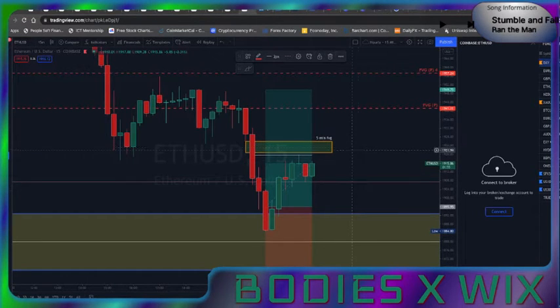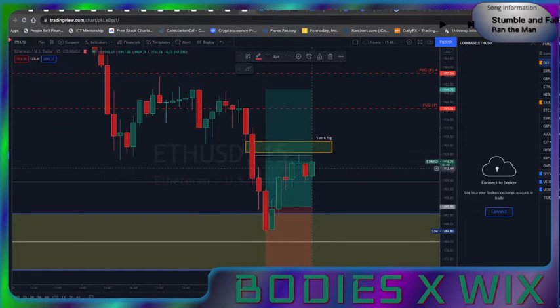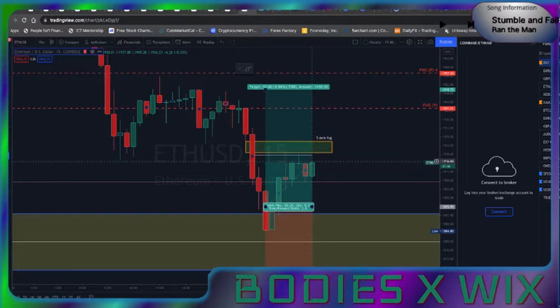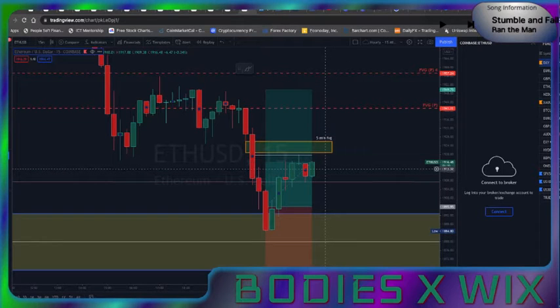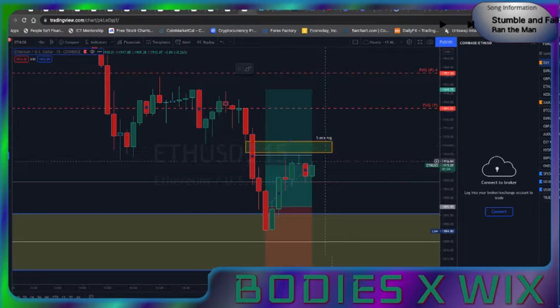Now, here's something interesting. If this candle does trade above here, then we do have another mitigation block. But it's got to trade above it and stay above it. But if it just breaks it with the wick and comes back down, then we don't.